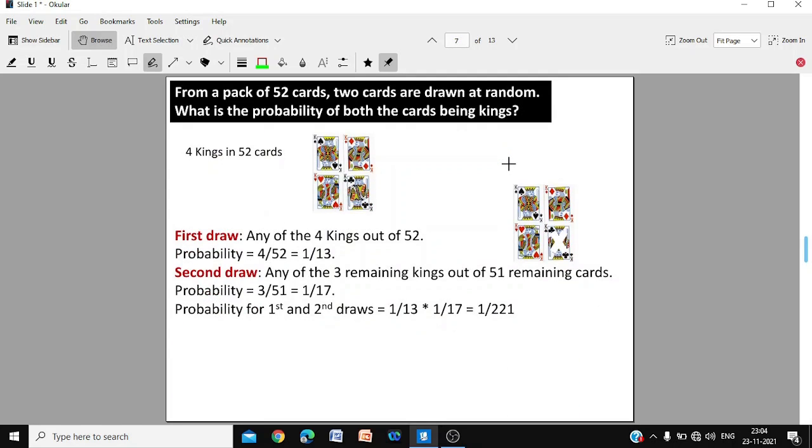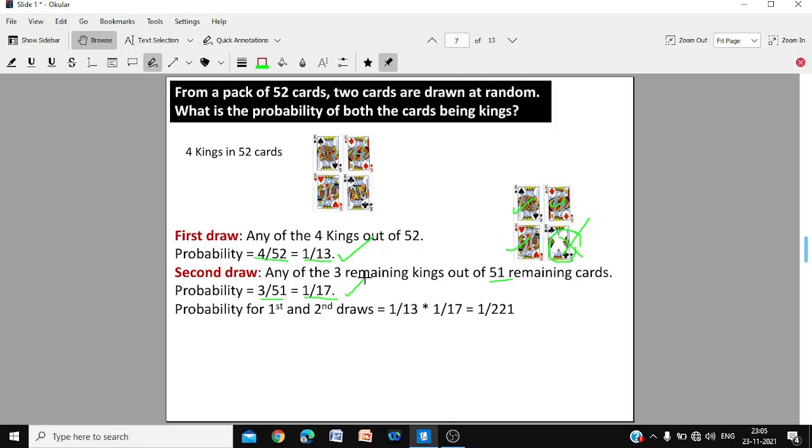So the first time you draw, you have got 4 kings out of 52. So the probability will be 4 by 52 or 1 by 13. That is the probability of the first card. Now one of the kings has been drawn. Supposing this king has been drawn, so this is no longer there. And out of 52, 1 card you have already taken out. So the remaining cards are 51, and it is having only 3 kings. 1, 2, 3. The 4th king is not there. You have drawn it. So out of 51 cards, you have only 3 kings. So the probability will be 3 by 51, 1 by 17.